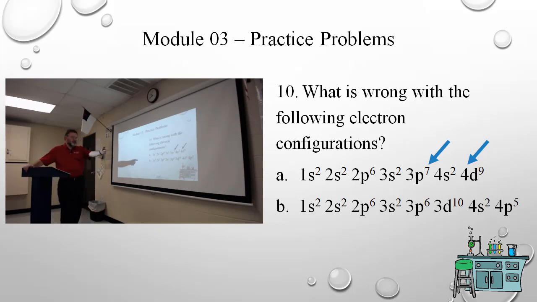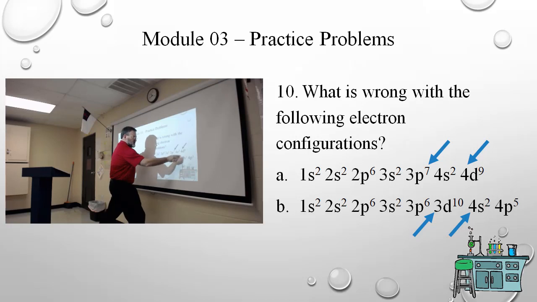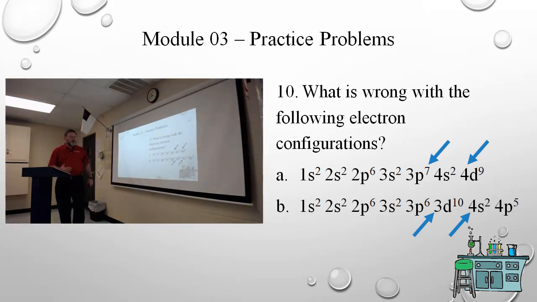All right, what about the second one? The 3d orbital can't come before the 4s orbital. Correct. Matter of fact, both of these are in the wrong order, because the s has to precede the d of one energy level less. So 4s would fill before the 3d.